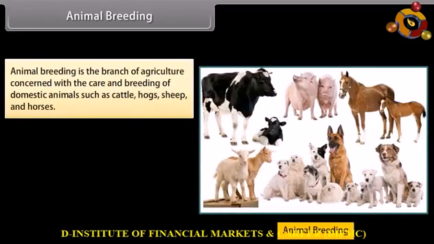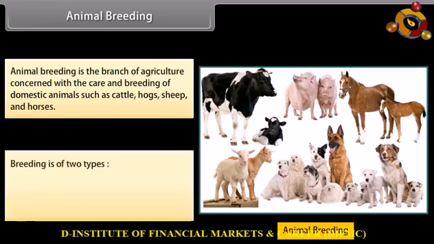Animal breeding. Animal breeding is the branch of agriculture concerned with the care and breeding of domestic animals such as cattle, hogs, sheep and horses. Breeding is of two types.